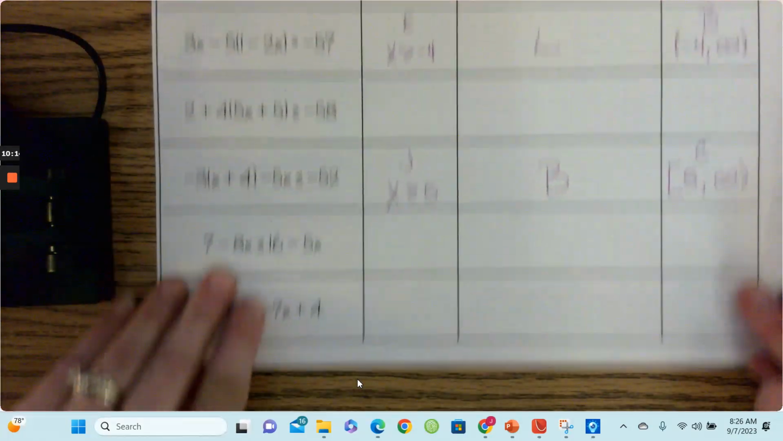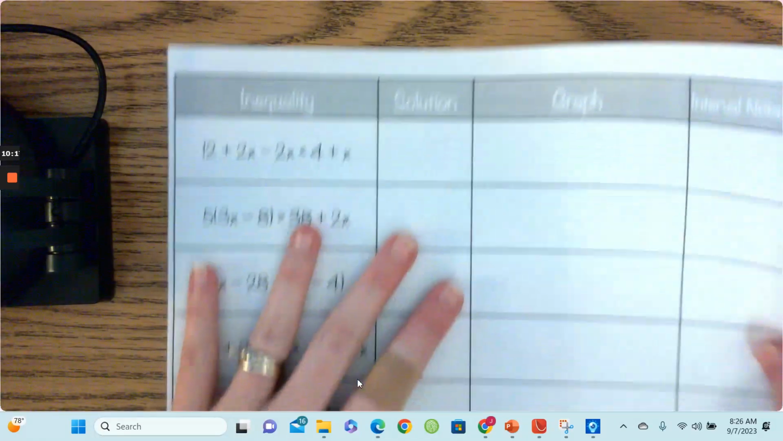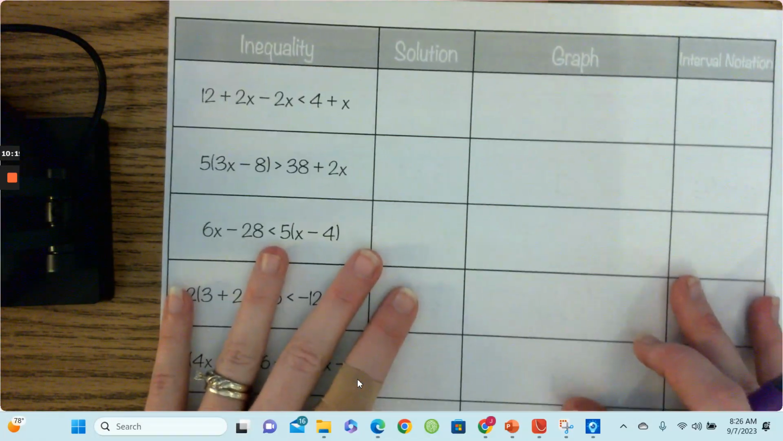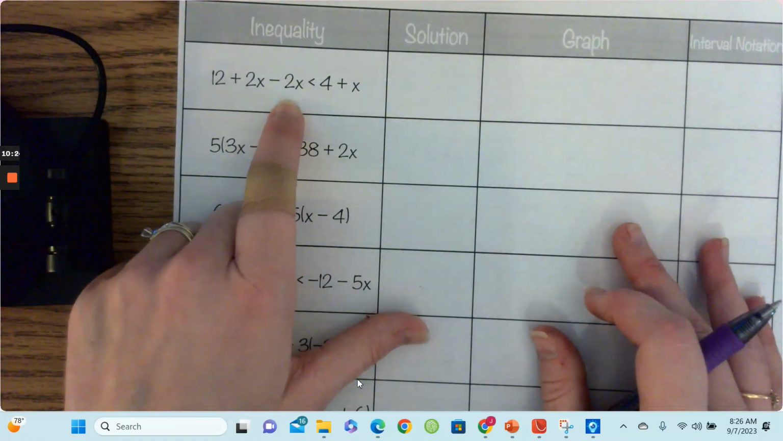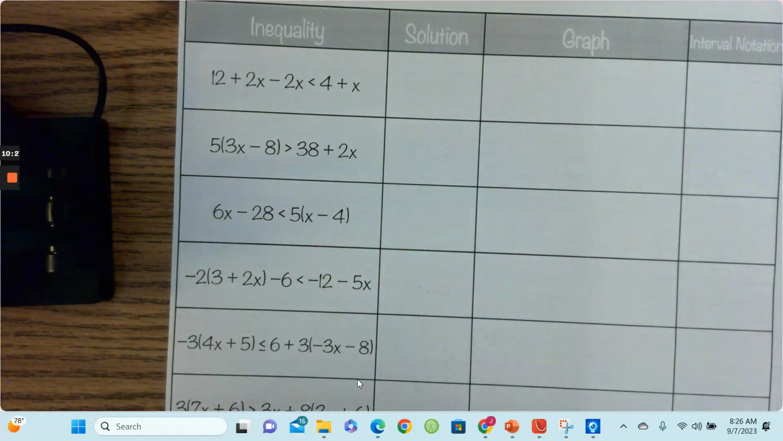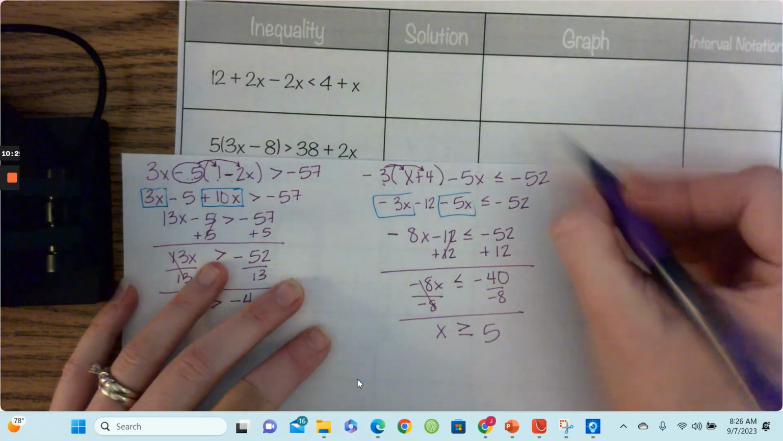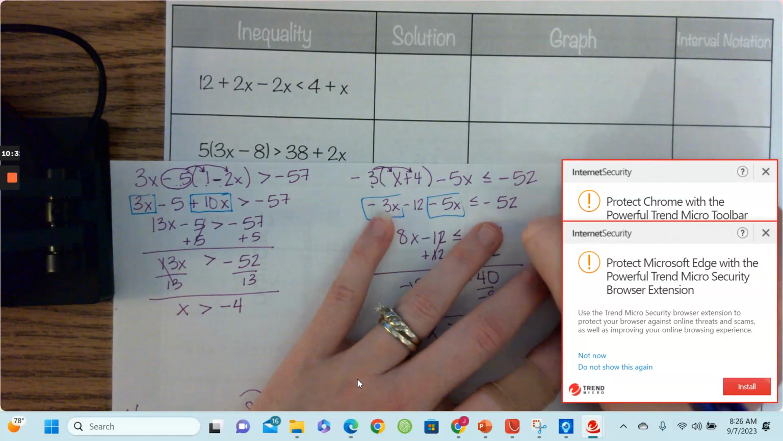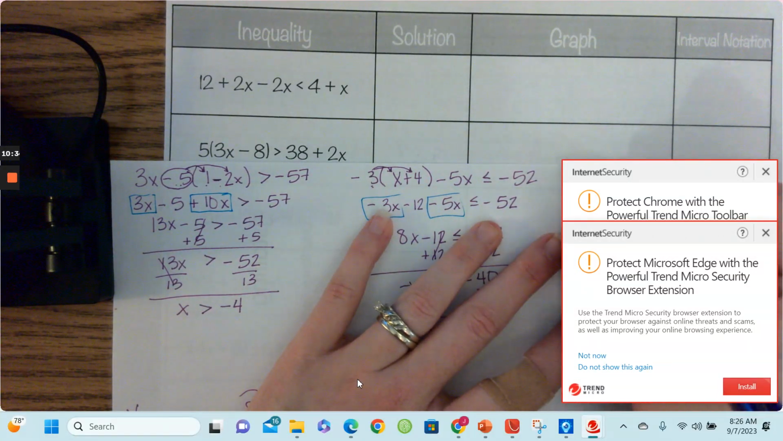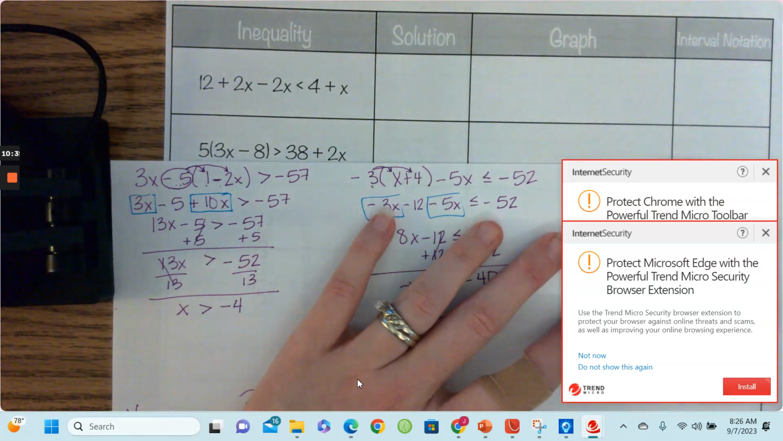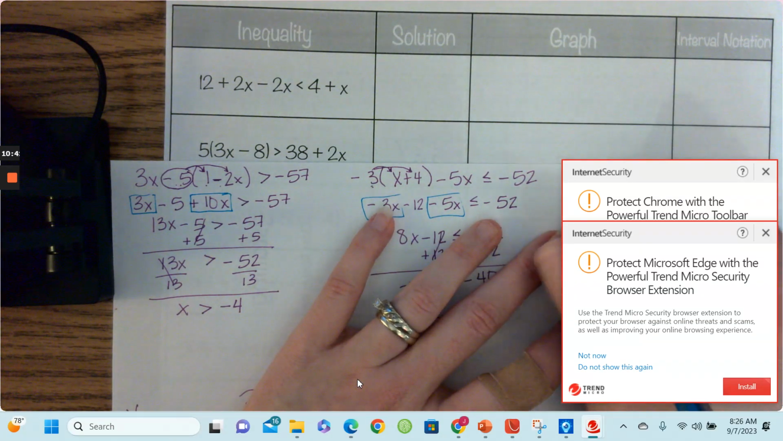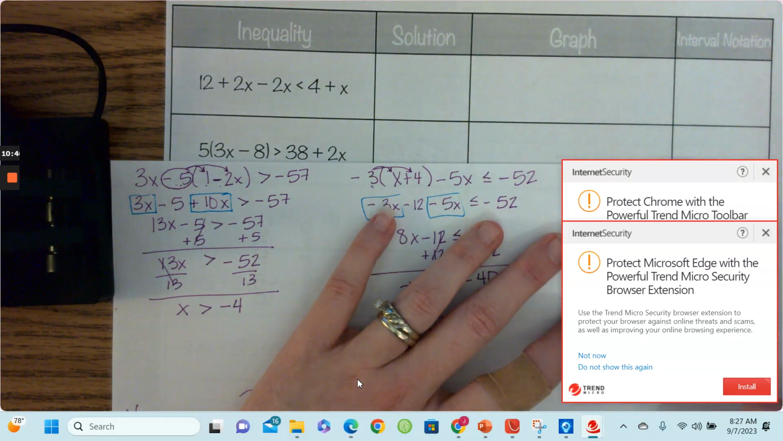All right, flip the page. This one has a little bit of everything. So 12 plus 2x minus 2x, 4 plus x. So first things first, combine your like terms. What happens when you have a positive 2x and a negative 2x? Those cancel.